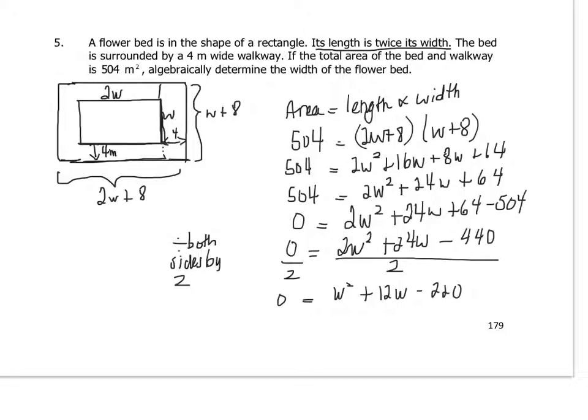Now you can use quadratic formula here to solve this, but I like factoring. This is an easy one to factor for me, because I know that this times this is going to give you w squared, and two numbers that multiply to give you negative 220 and add to give you 12 will be positive 22 and minus 10. So that gives you solutions of w equals negative 22, which I can reject here because a negative doesn't make sense for the width, and w is 10.